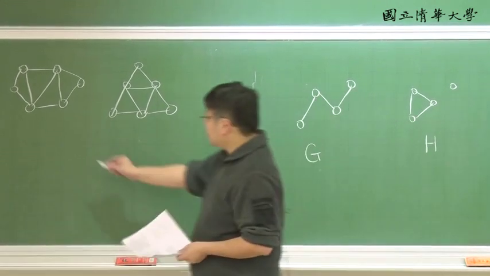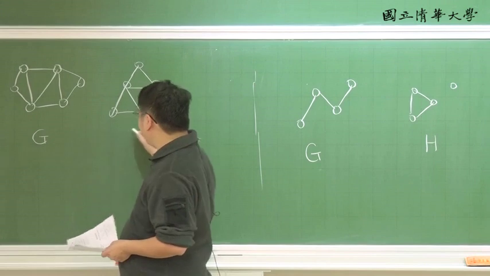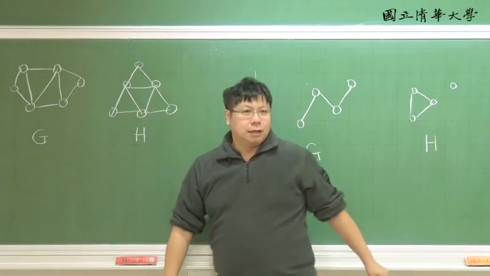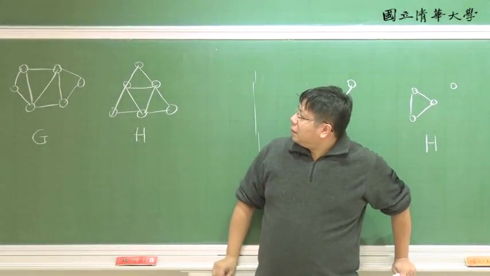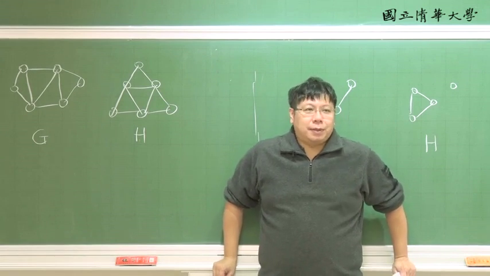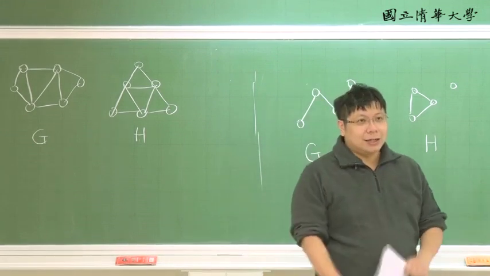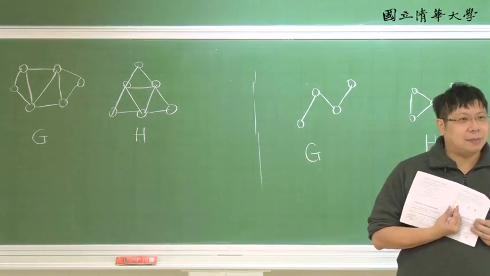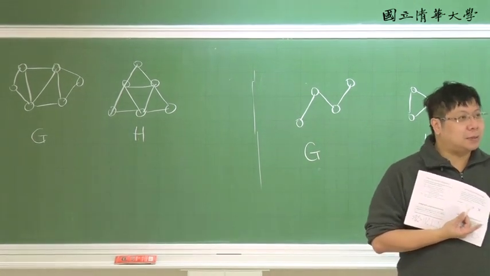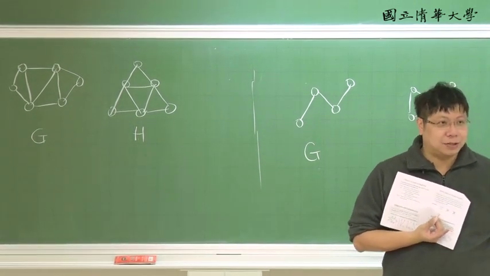Okay. So this is a graph G, and this is a graph H. They may be the same, or they may not be. But first of all, let's check the vertices. Do they have the same number of vertices? If they do not have the same number of vertices, then they can't be isomorphic, right?